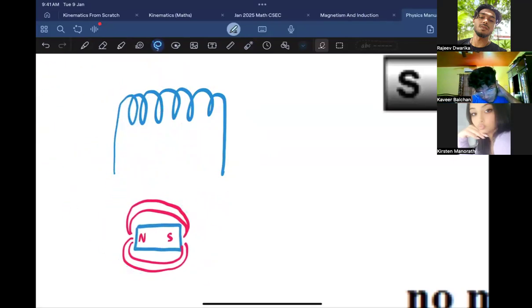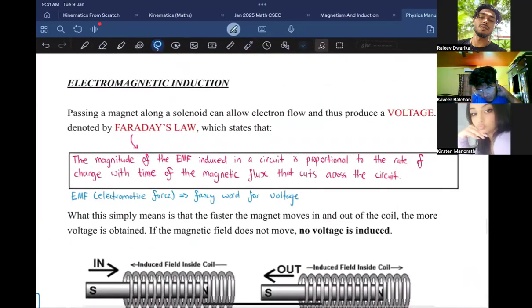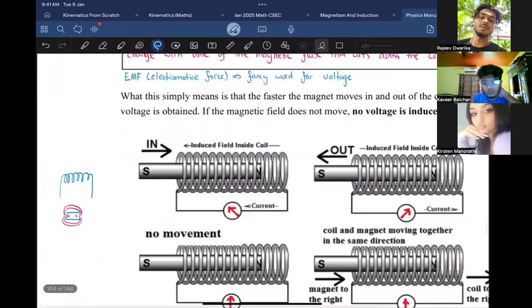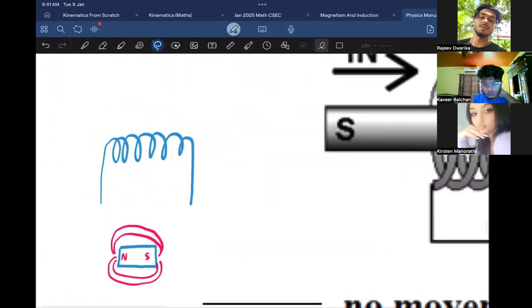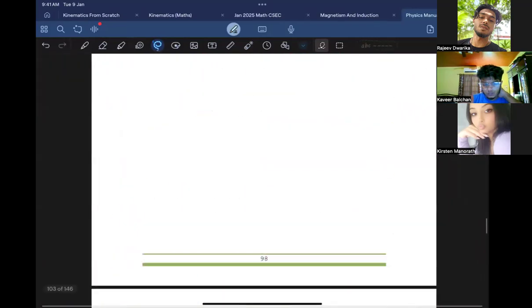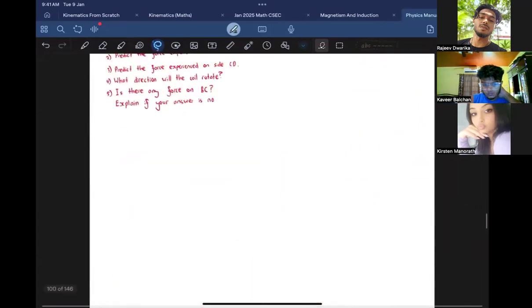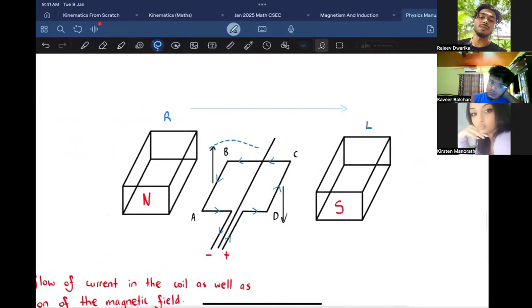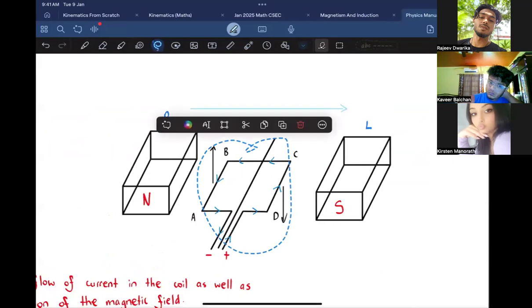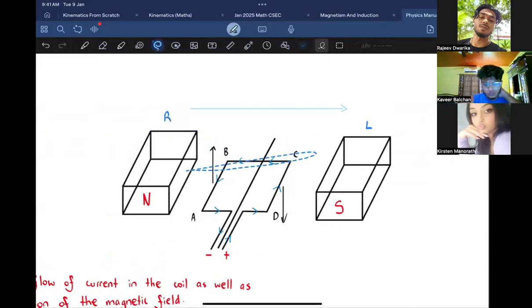So let me go through the concept again. It says passing a magnet along a solenoid can allow electron flow and thus produce a voltage. What that simply means is if you have a magnet moving close to a wire, it would generate a current. And look at this motor: when you spin this, the coils are going to cut the magnetic field lines here.